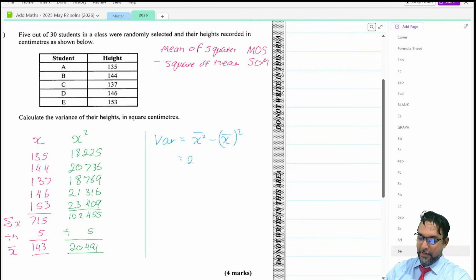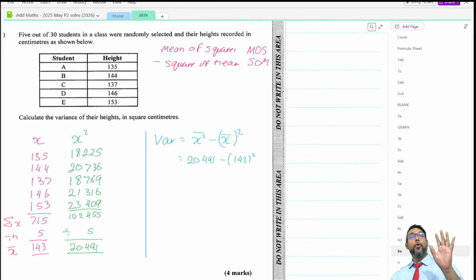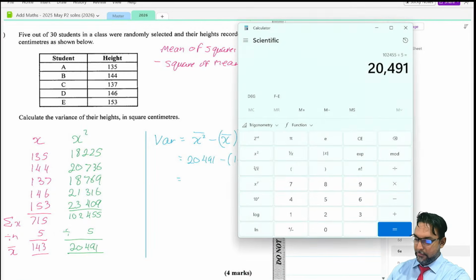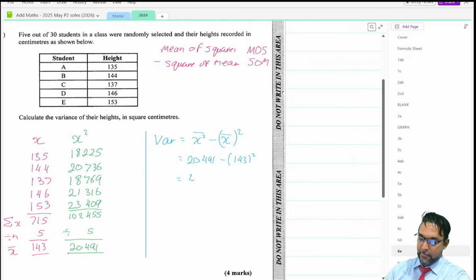So we're getting 20,491 minus 143 squared. If you open the paper and the first question looks funny, just turn the page. The questions don't follow. Literally, we did all this just for it to be 42. Yeah, cool. And that's it.